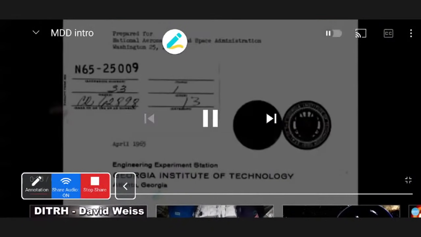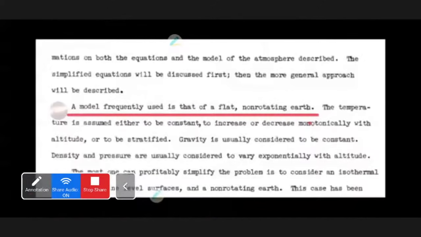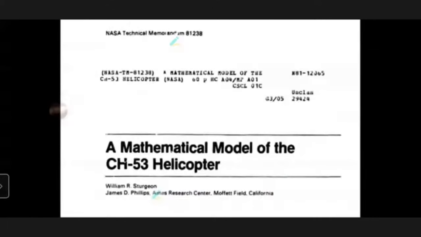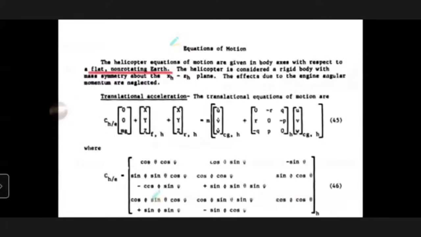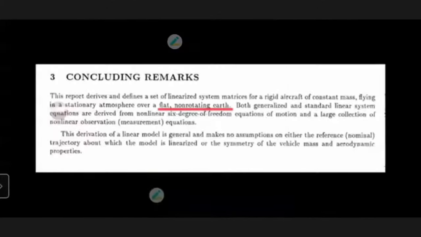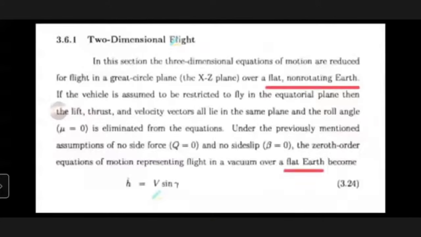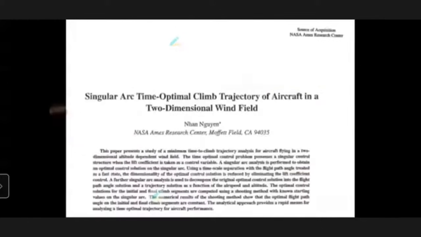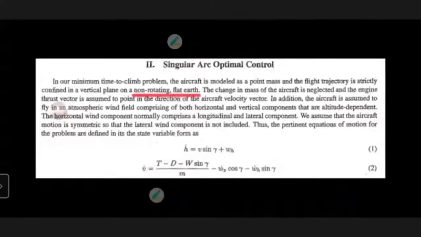Georgia Institute of Technology on behalf of NASA. The model used is a flat, non-rotating Earth. Technical memo from the NASA Langley Research Center, flat, non-rotating Earth. NASA Technical Memorandum, flat, non-rotating Earth. NASA publication on the derivation and definition of a linear aircraft model, flat, non-rotating Earth. NASA contractor, flat, non-rotating Earth, and flat Earth assumptions. NASA Ames Research Center, non-rotating flat Earth.